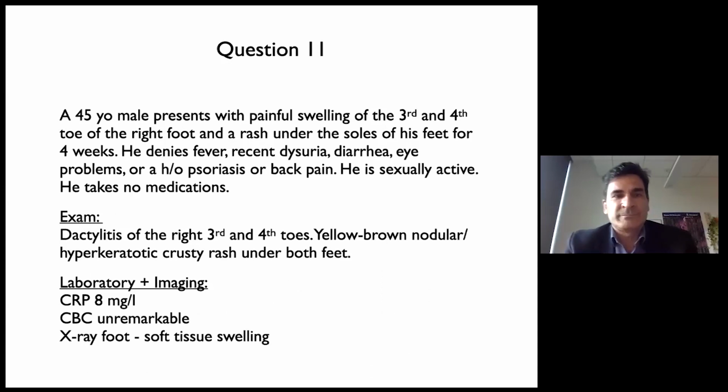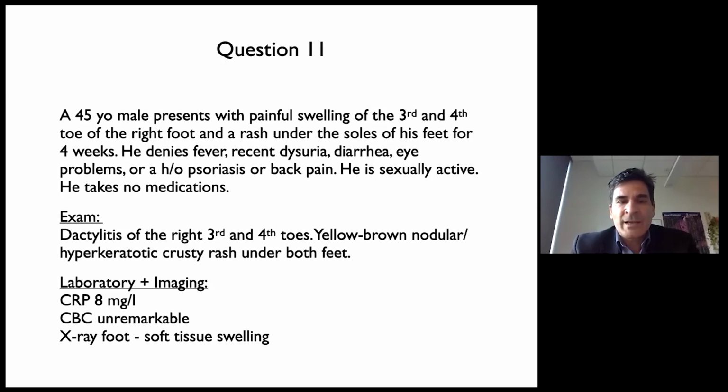Question number 11. A 45-year-old male presents with painful swelling of the third and fourth toe of the right foot and a rash under the soles of his feet for 4 weeks. He denies fever, recent dysuria, diarrhea, eye problems, or a history of psoriasis or back pain. He's sexually active. He takes no medications. On exam, he has dactylitis of the right third and fourth toes, and there's a yellow-brown nodular hyperkeratotic crusty rash under both feet.